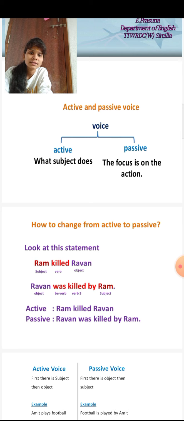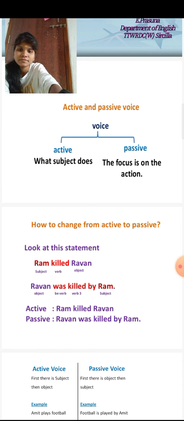So here in this sentence of active voice, Ravan will become the subject. So Ravan, and the helping verb you have to add is was, and the V3 form killed, and the preposition by and Ram. So this means nothing but how to form a passive voice: the to-be tense plus the past participle. For example, the picture was painted by the painter. So this is one of the examples.